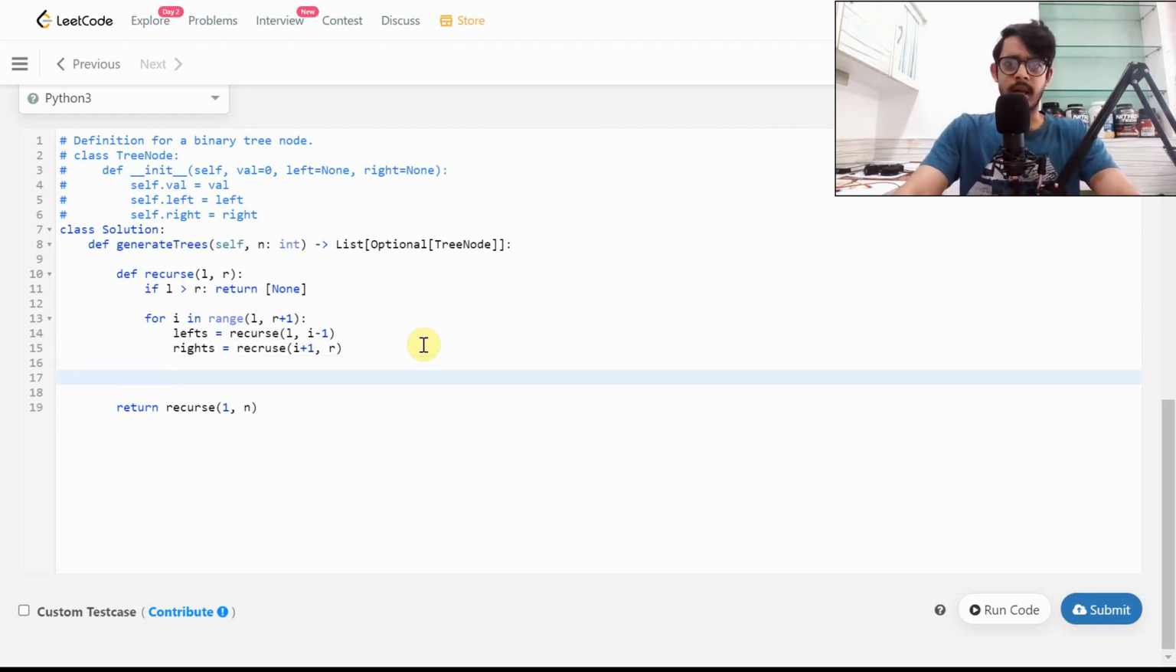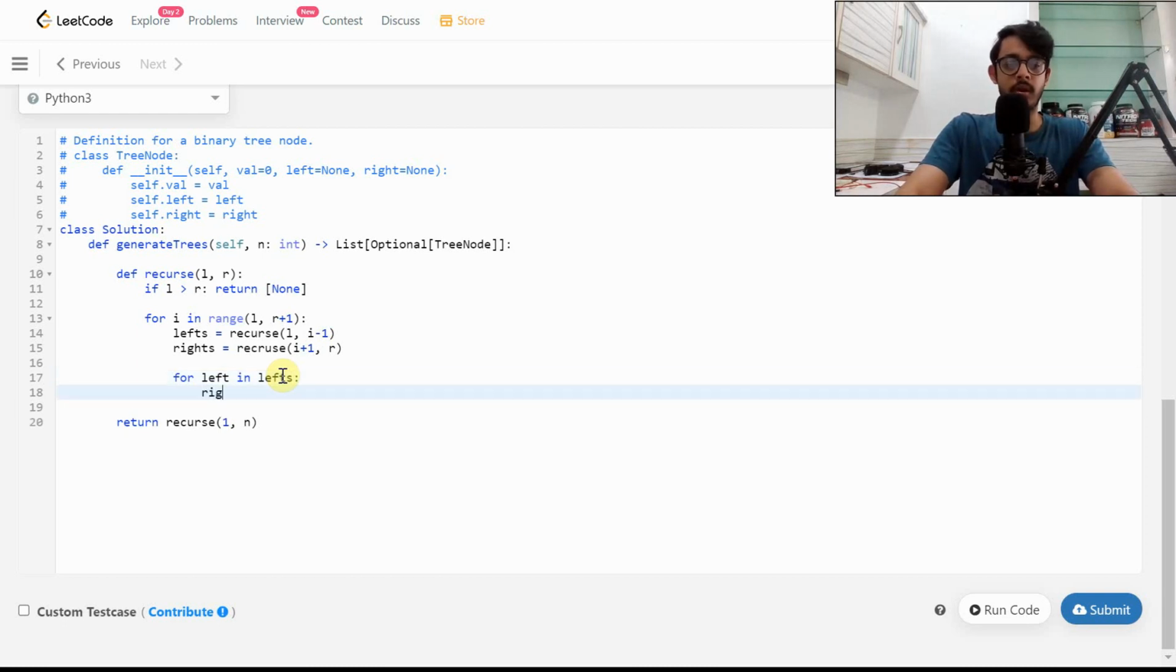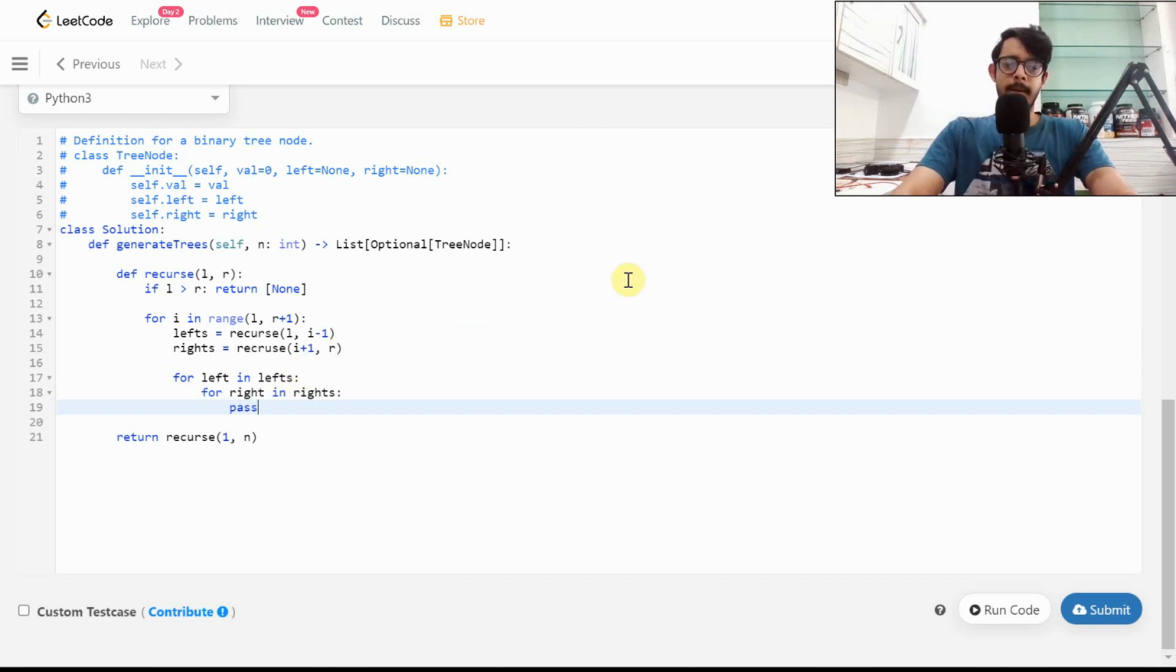Okay. Once we have both of these in hand, what do we want to do? Lefts and rights are, by the way, simply now two lists of trees we want to care about. These are the returns of this recursion. So we want to keep that in mind as well. We'll now iterate for all left in lefts and for right in rights. Okay. We are iterating over every single possibility now. We're iterating over all of the possible left subtrees and all of the possible right subtrees.